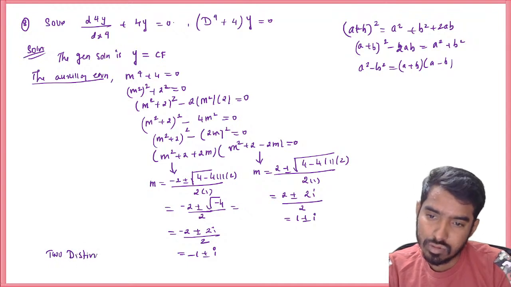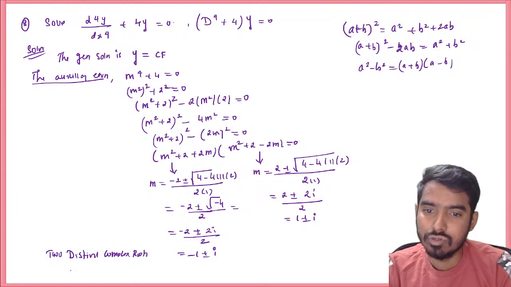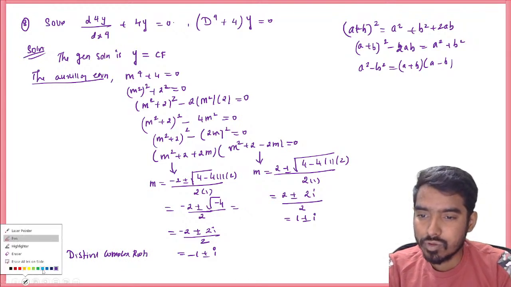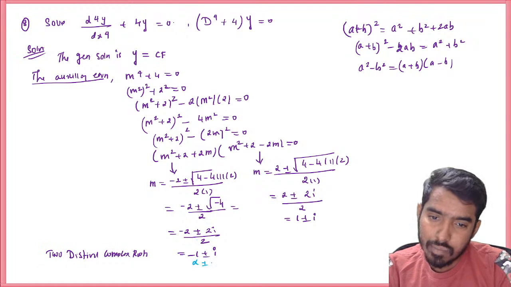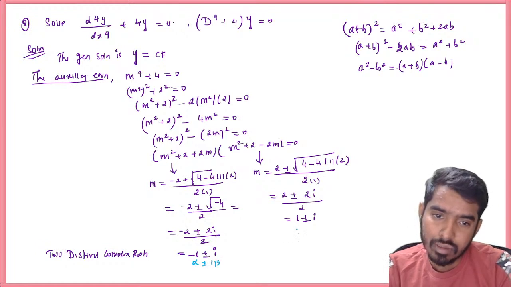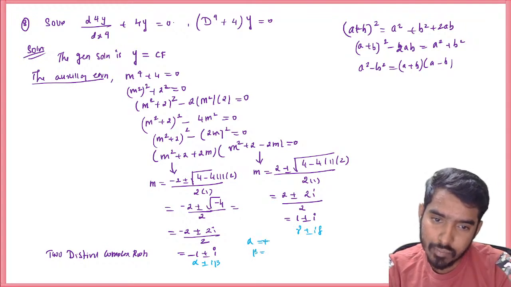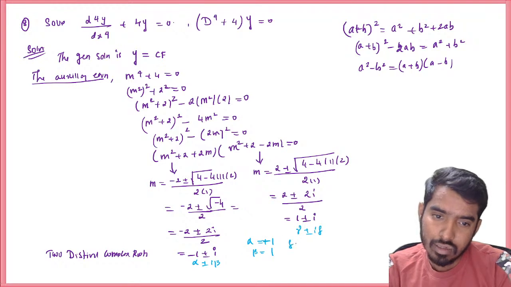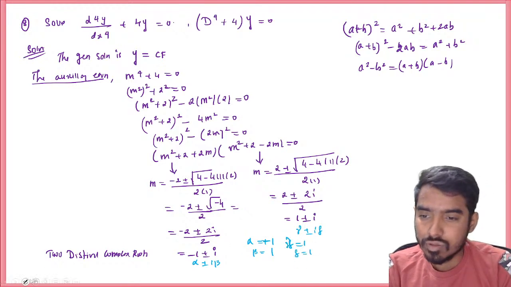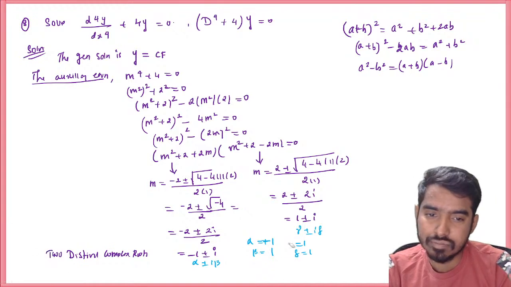Two distinct complex roots. So you will have alpha plus or minus i beta, gamma plus or minus i delta. Alpha is minus 1, beta is 1, gamma is 1, delta is also 1. So what is the solution?